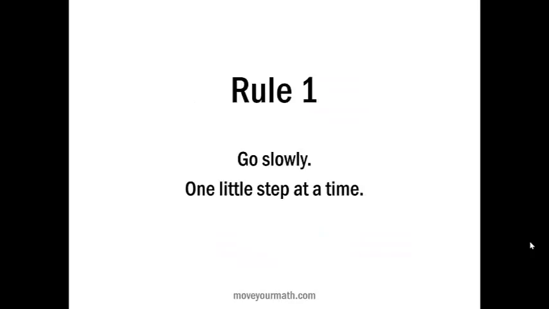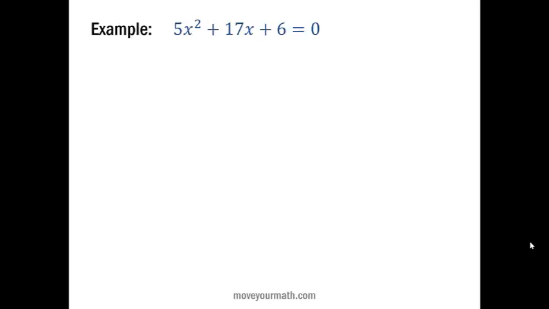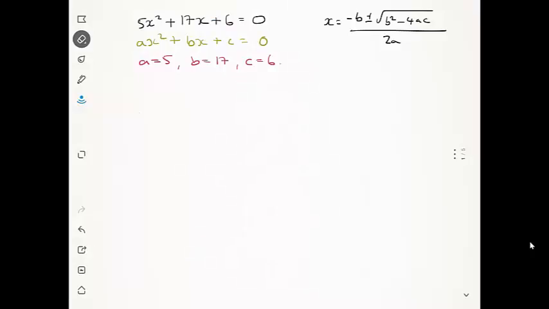Okay, rule 1. Go slowly, one little bit at a time. I'm going to show you what I mean by that by doing an example. Here it is, 5x squared plus 17x plus 6 equals 0. So let's look at that here, something that I can write on.